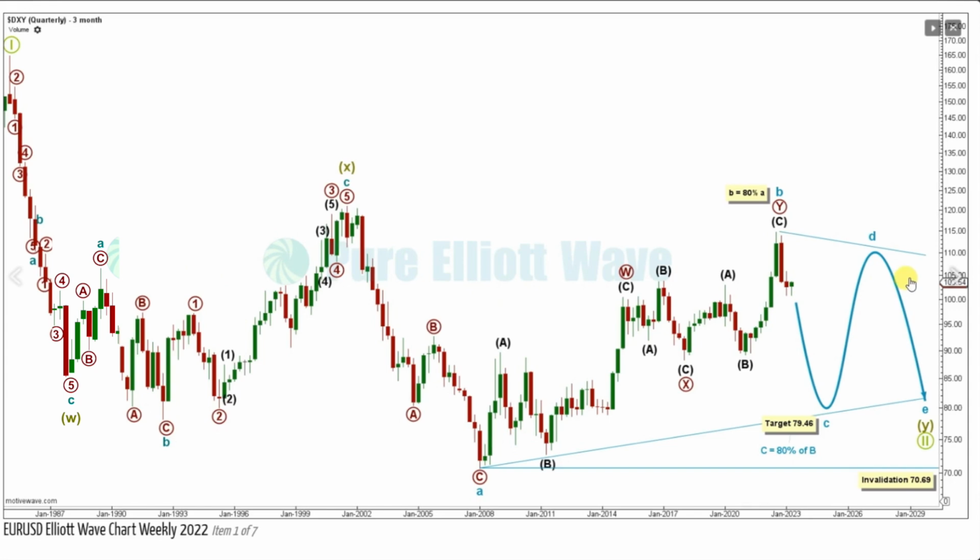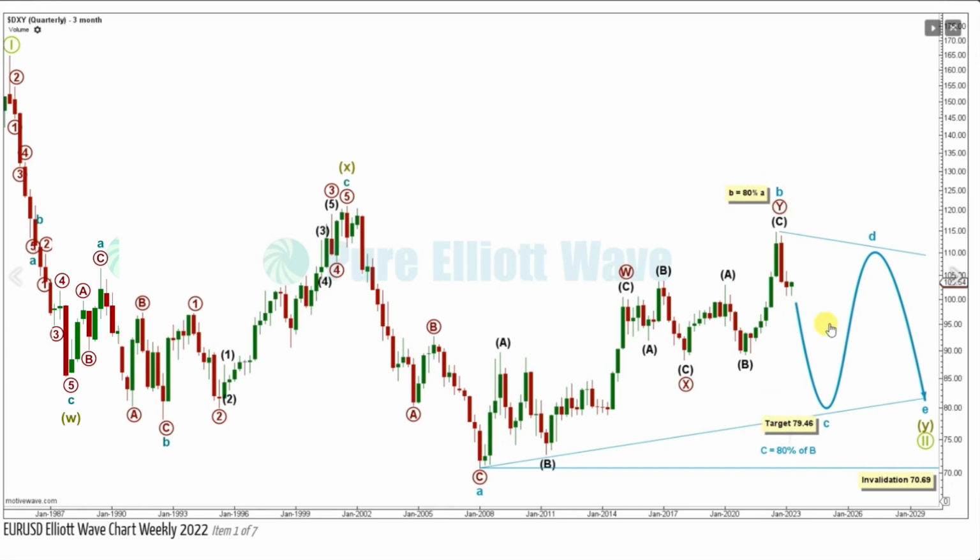So let's move forward and see how we got our target below at 79.46 and our invalidation. Within a triangle, the subsequent wave usually mirrors the wave before it. So we start with wave B because wave A sets the precedent for wave B. In a triangle, wave B retraced 80% of wave A. Now with C to the downside, if this really was our top, we would see C retrace 80% just as B did of A.